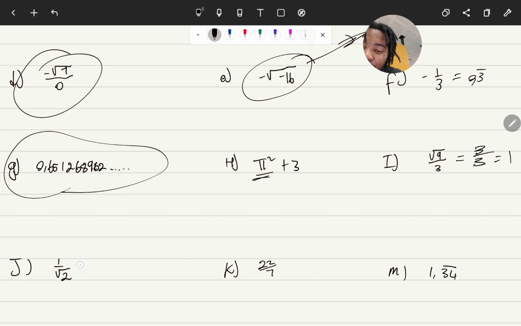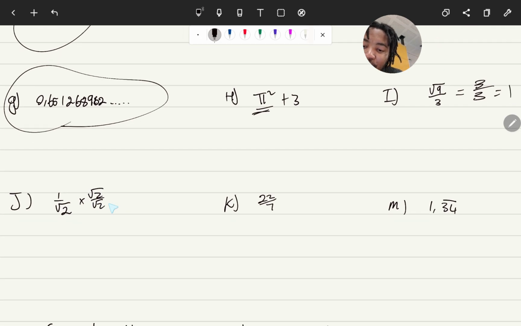If you want to simplify this, you can multiply by square root of 2 over square root of 2, and the number you end up with is square root of 2 divided by 2. So you see here now, the denominator is a positive integer, but the numerator is now not. Remember, here it was the denominator. Do you understand?